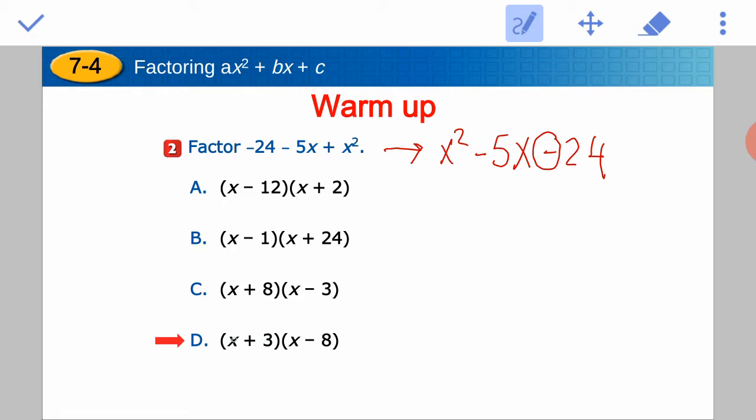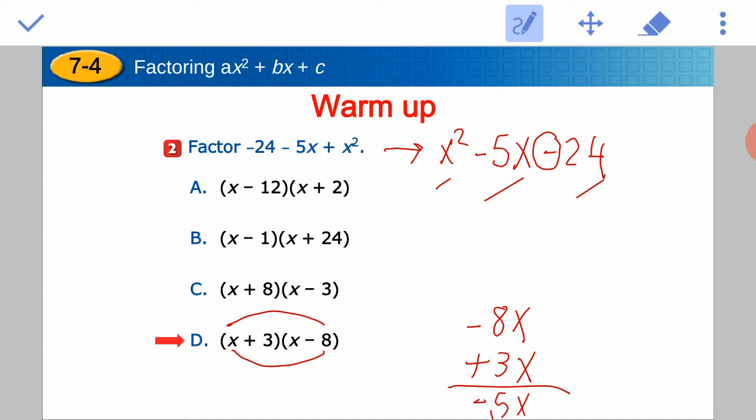Now when you check by foiling these two binomials, FOIL, first times first gives us x squared, the first term, plus 3 times negative 8, it's negative 24, the last term. When you do the outer and the inner, they give us negative 8x and plus 3x, and the sum of these two terms is negative 5x, negative 5x.